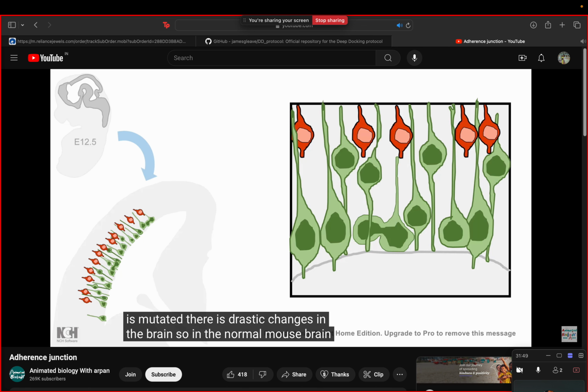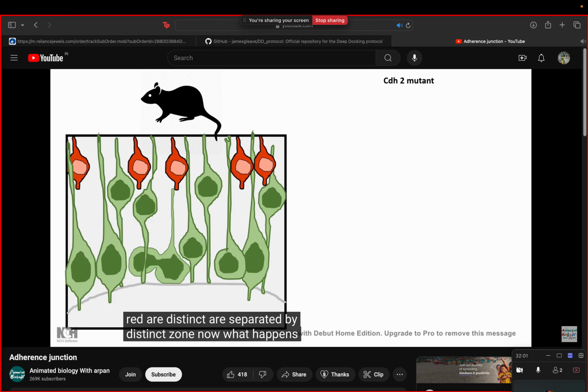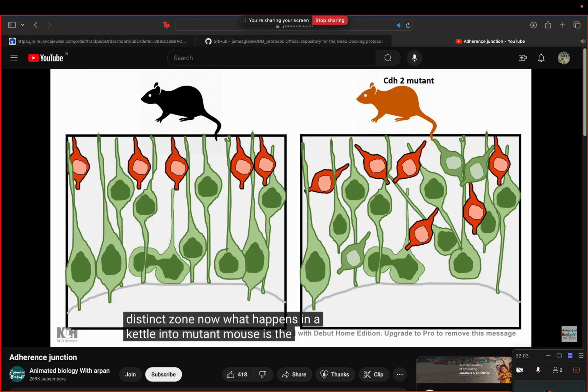So in the normal mouse brain, it has been seen there are apical progenitors marked here in green, and the basal progenitors, marked here in red, are separated by a distinct zone. Now what happens in a cadherin 2 mutant mouse is the apical progenitors' and the basal progenitors' adherence properties are altered, so they intermingle with each other and move out to any location.